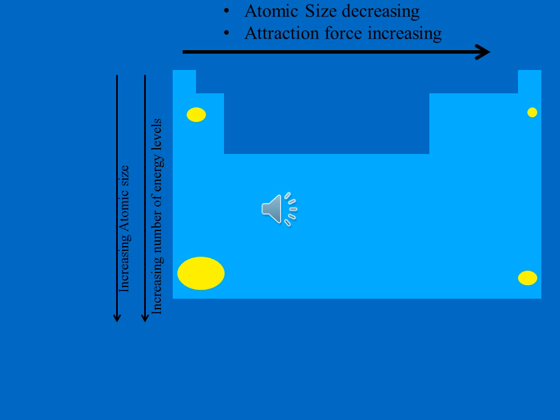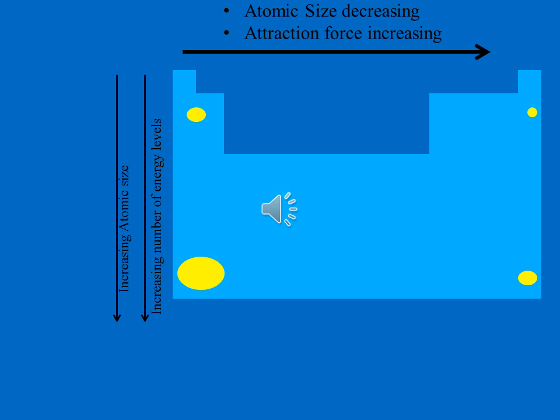Here we have another conclusion. In periods, the atomic size decreasing as we go from the left side to the right side. Why? Because the attraction force increases. So atomic size decrease, attraction force increase.